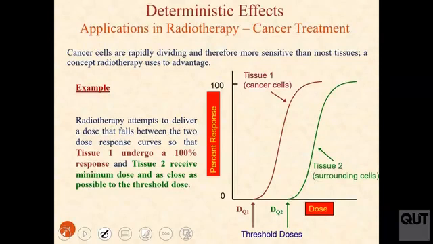The different types of tissues can be used in radiotherapy. Some tissues are more sensitive than others, so radiotherapy attempts to deliver a dose that falls between the dose response curves. Cancer cells tend to be more responsive to radiation because they're rapidly dividing, and healthy cells tend to be less responsive. So if you can irradiate a tumour and get the dose right, in this section here, you can kill off the cancer, but try to limit the damage to the surrounding healthy tissue.